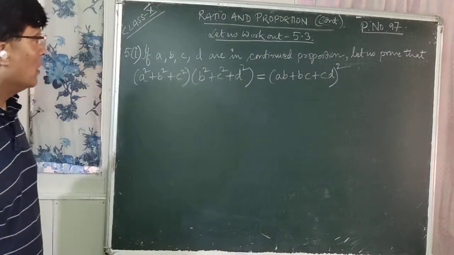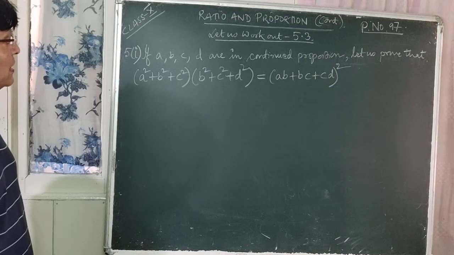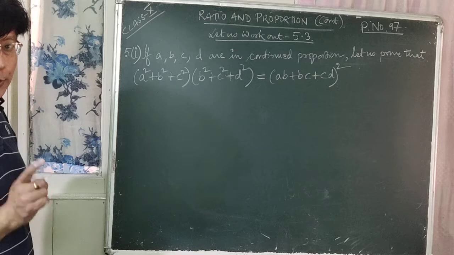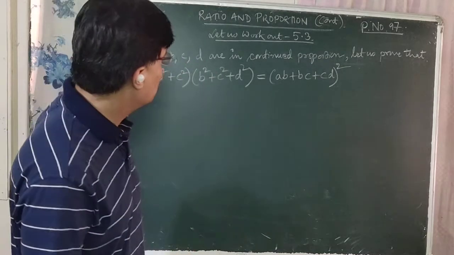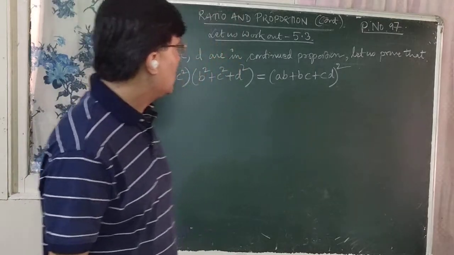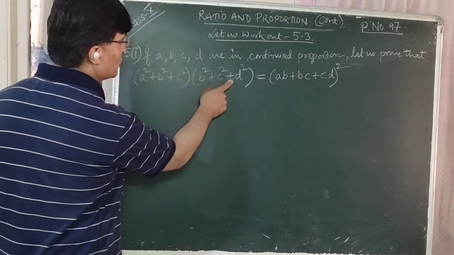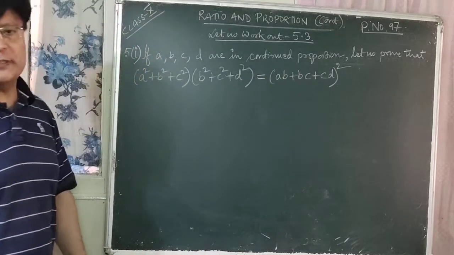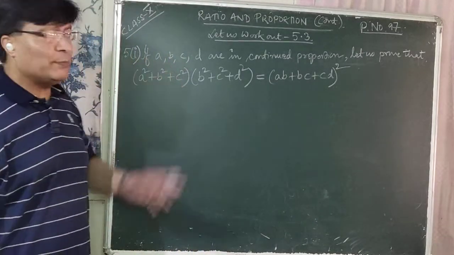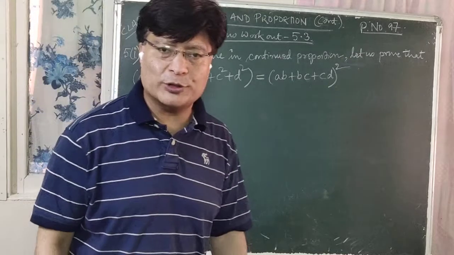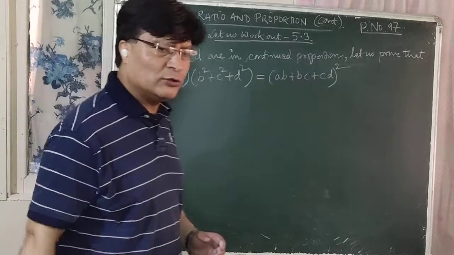So now we will do the next question, that is 5 number 1. If a, b, c, d are in continued proportion, let us prove that (a square plus b square plus c square) into (b square plus c square plus d square) is equal to (ab plus bc plus cd) whole square. So if a, b, c and d are in continued proportion, you have to prove this LHS is equal to RHS.